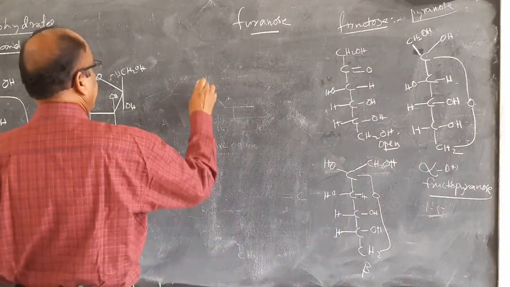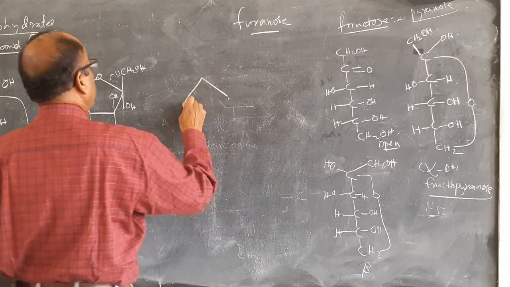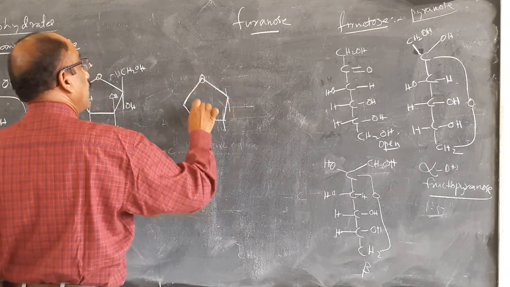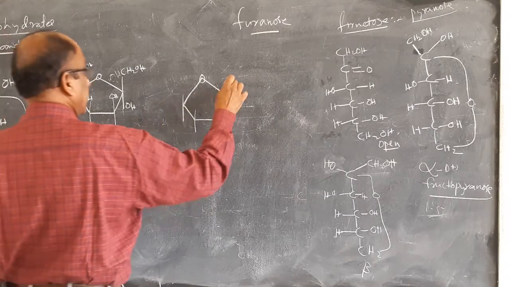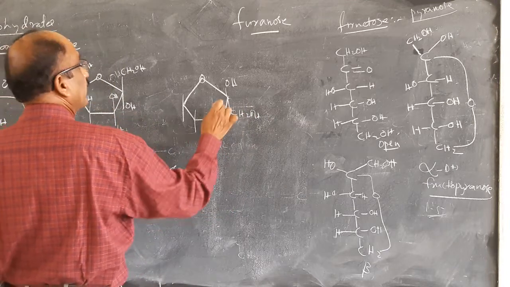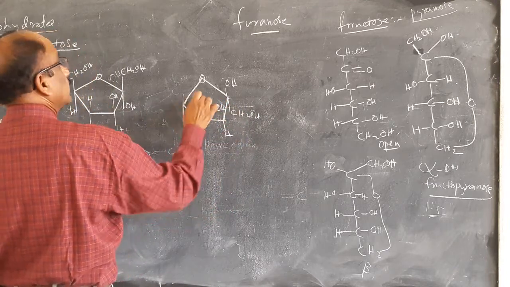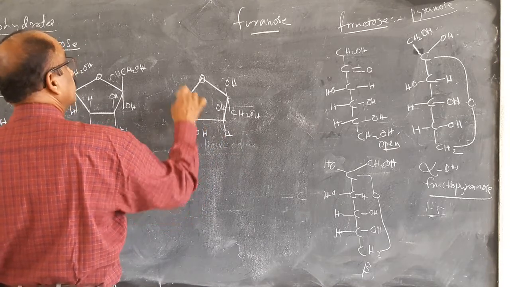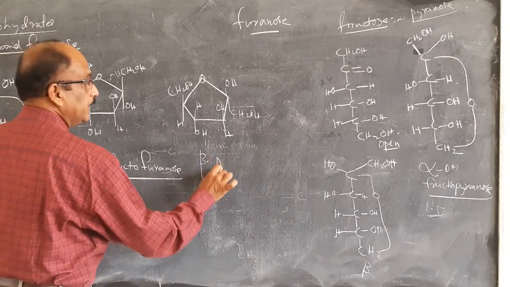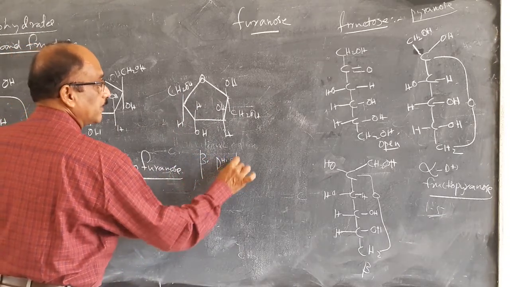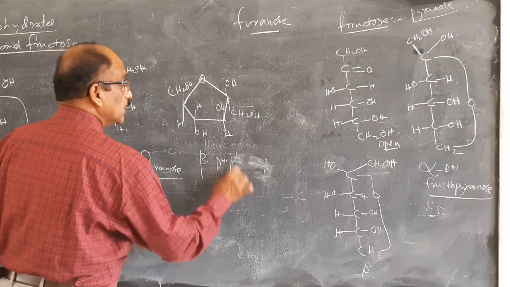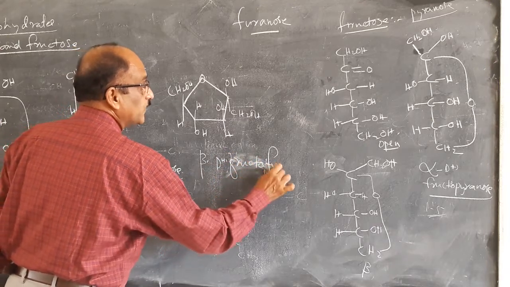If you write the beta molecule, again you have to write one pentagon, and you have to put the bonds like this, and you change the group here. There is an OH group here and CH2OH. And the remaining ones are all the same. There is OH, H, HOH, and here is H, CH2OH. This is the beta form, beta D plus or minus fructofuranose.